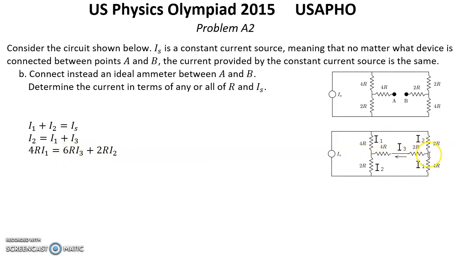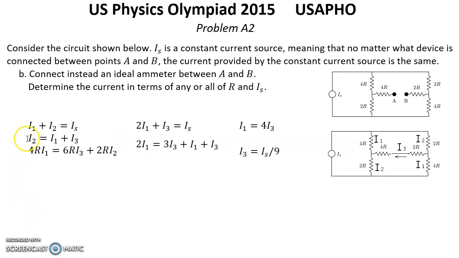the potential difference between this point and this point. We can get it from this way, which is 4R I1, or we can go by this way, which is 6R I3 plus 2R I2. So we have three equations and three unknown currents, and we can solve this system.